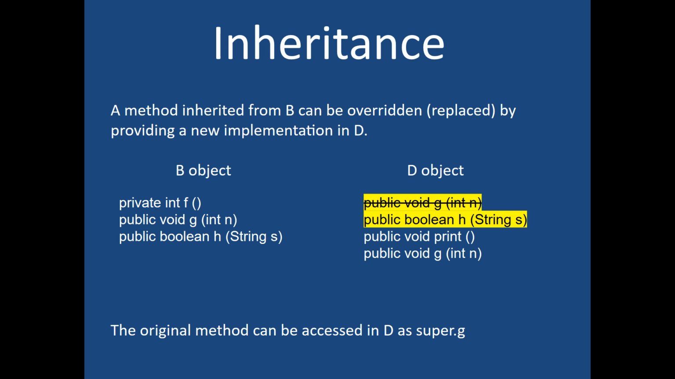Now there also is the print method that's defined for objects of type D. But when you take that object and store it in a variable of type B, those methods are inaccessible. The object is treated as an object of type B in that case.